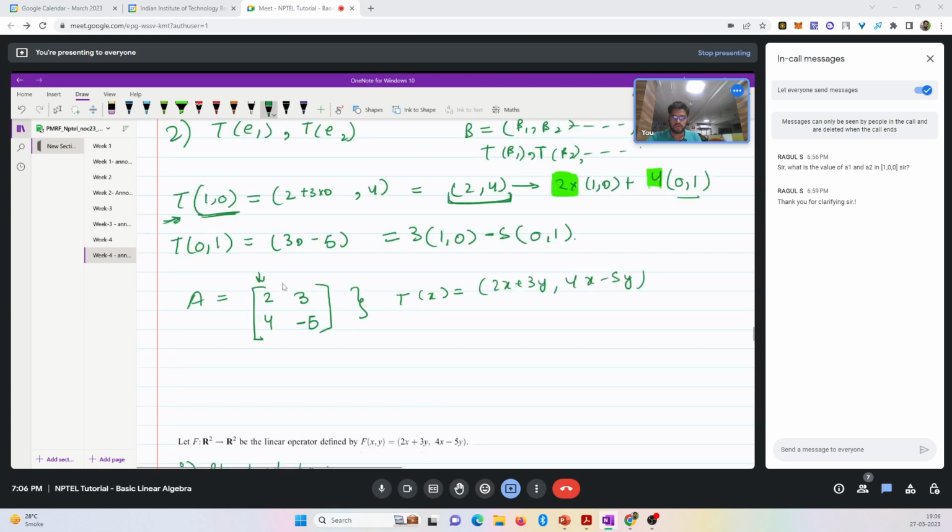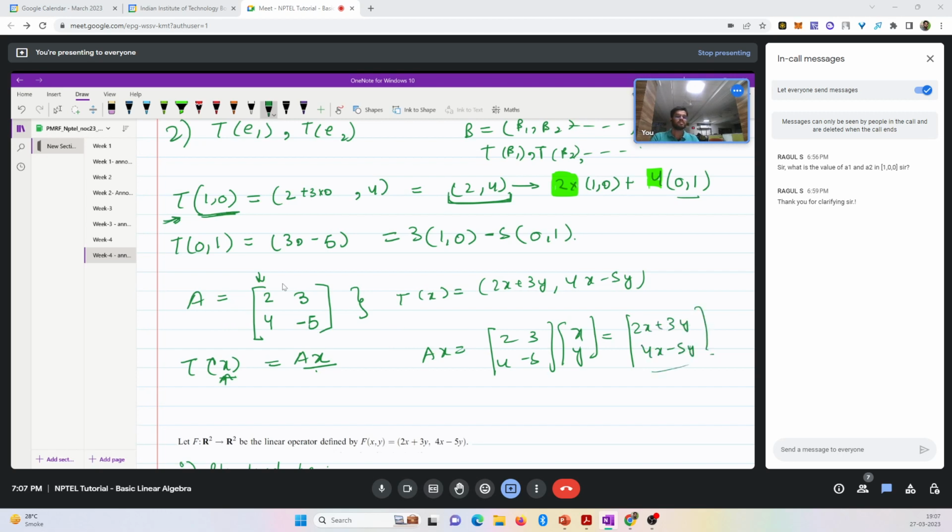Okay, so for a linear transformation, you were finding T of x. Now after you have obtained your matrix A, T of x is nothing but A multiplied by x. So if you want to find the transformation of x, you just multiply A by x. This is what you need to do. You can check it for any random x: 2, 3, 4, minus 5 multiplied by x comma y gives 2x plus 3y, and 4x minus 5y.